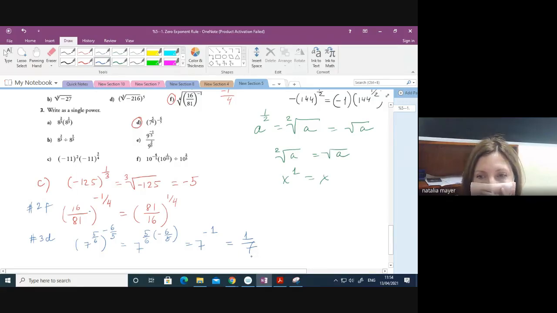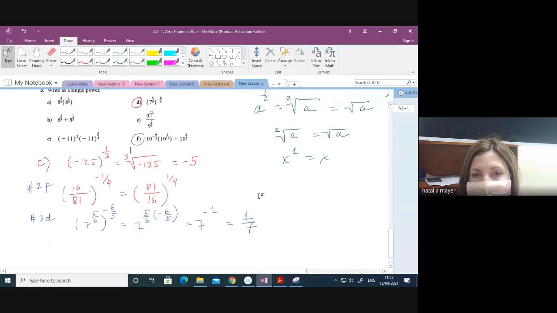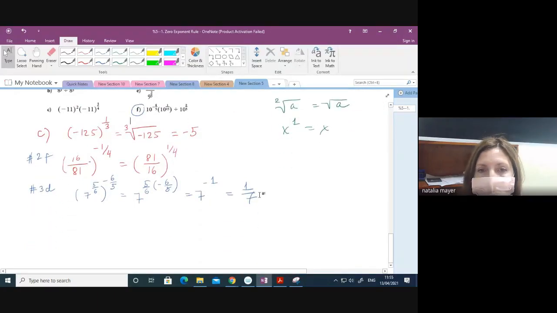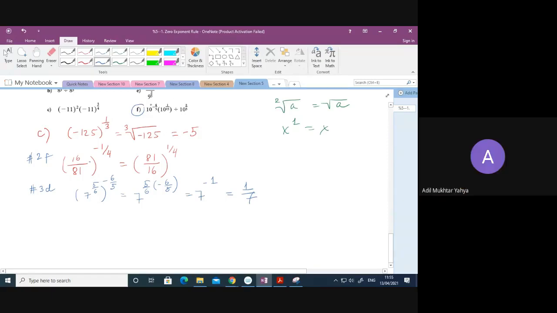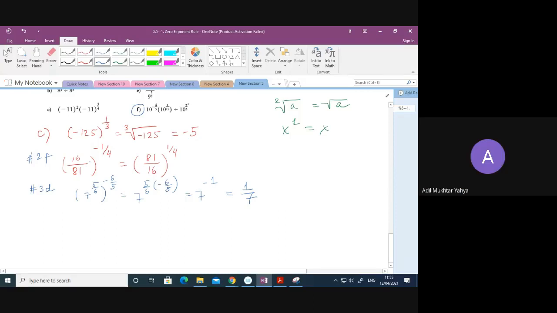F from 3. Let's do F from 3. We have several rules there, and we need to write it as a single power. Okay, in F, but it's easy, right? So if you look at the first part, what should you do to the exponents in the first part? Add them. And then what should you do to the last exponent? Flip the multiplication sign.